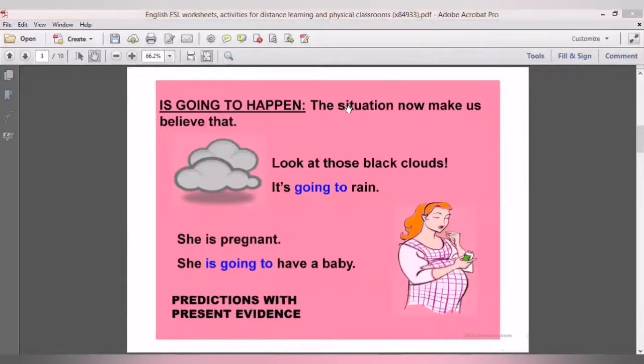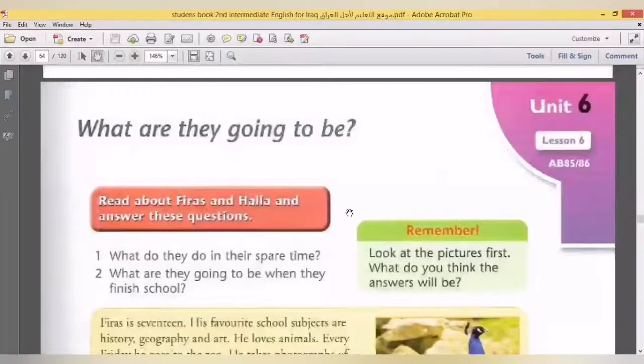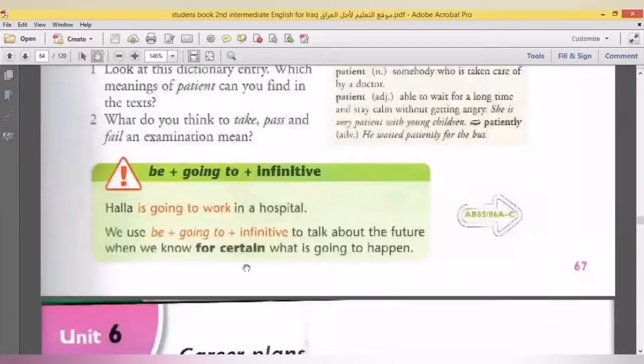Here it says, the situation now makes us believe that. If you check the language box at the bottom of your book, it tells you how to use the be going to construction. And it says it is used to talk about the future when we know for certain what is going to happen. What is meant by for certain? Let me show you the box. Here's the box. What is meant by for certain?